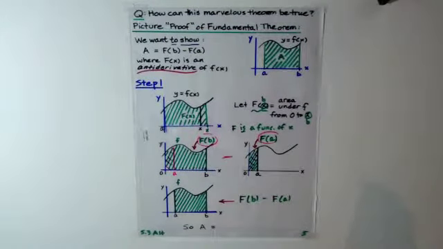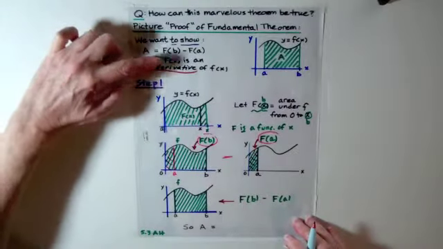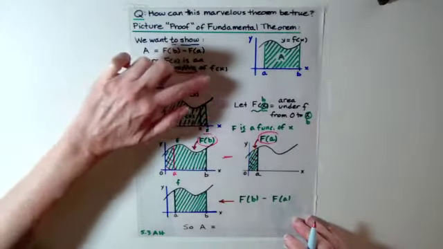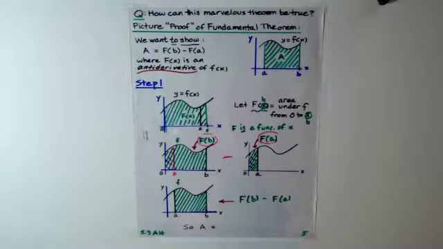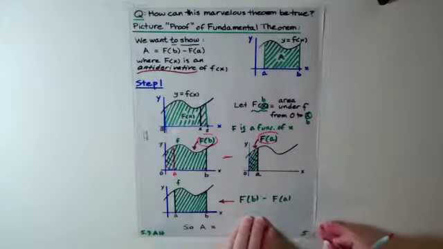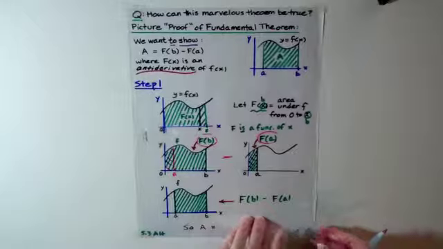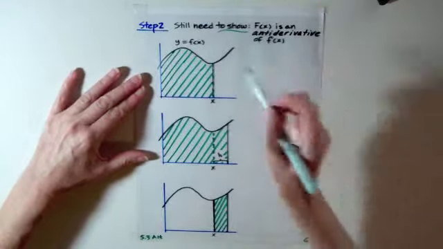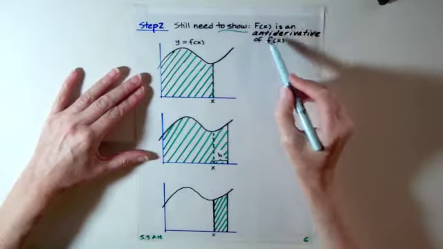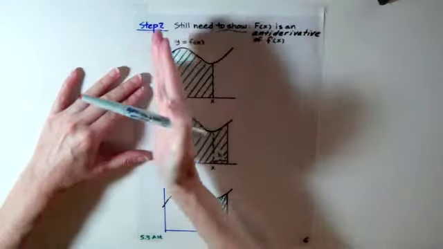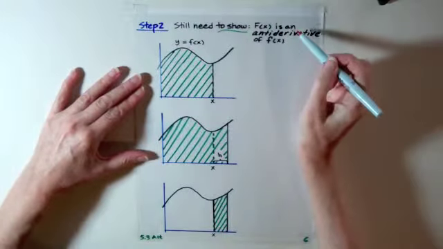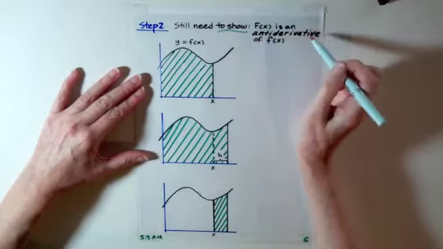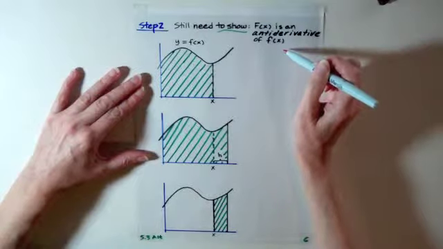But what haven't we shown? We haven't shown that capital F is an antiderivative of little f. So kind of the crux of the proof comes into showing that, and that's what we're going to try to show in the next step. So let's go to the next page and see if we can do that last thing. That's what I'm calling step 2. We still need to show that this capital F of x that measures the area under f from 0 up to x, we have to show that that is an antiderivative of little f of x.